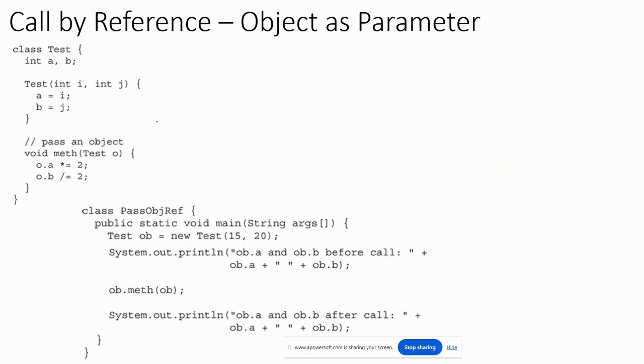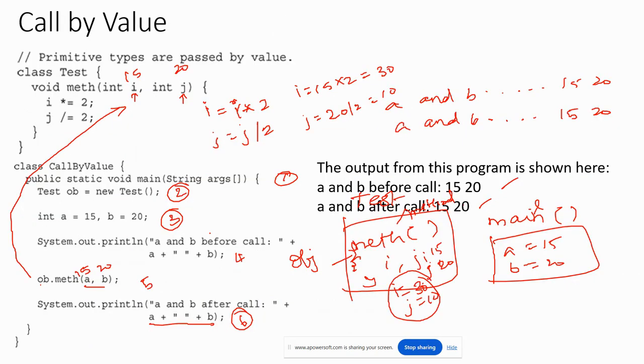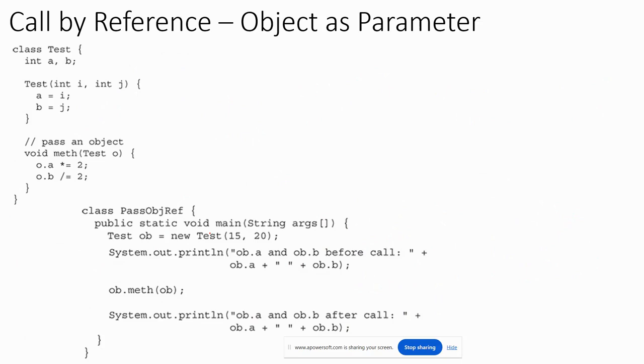But if you pass it as an object, the value will be changed. In the same previous example, the values 15 and 20 were not changed. Now it will be changed. How? Let us see this. In C you would have used a pointer, right? You use a pointer to change the value in main also. But here there is no pointer concept. The same object is used to change the value.